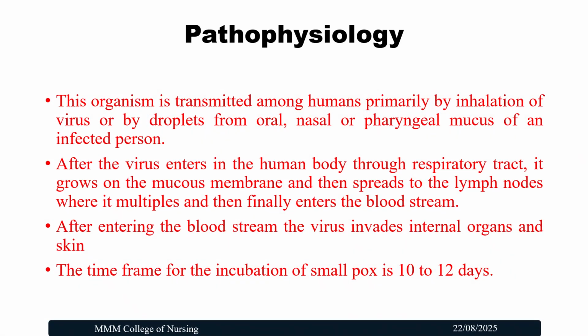Pathophysiology of smallpox. This organism is transmitted among humans primarily by inhalation of the virus or by droplets from the oral, nasal or pharyngeal mucus of an infected person. After the virus enters the human body through the respiratory tract, it grows on the mucous membranes and then spreads to the lymph nodes, where it multiplies and then finally enters the bloodstream. After entering the bloodstream, the virus invades internal organs and skin. The incubation period of smallpox is 10 to 12 days.